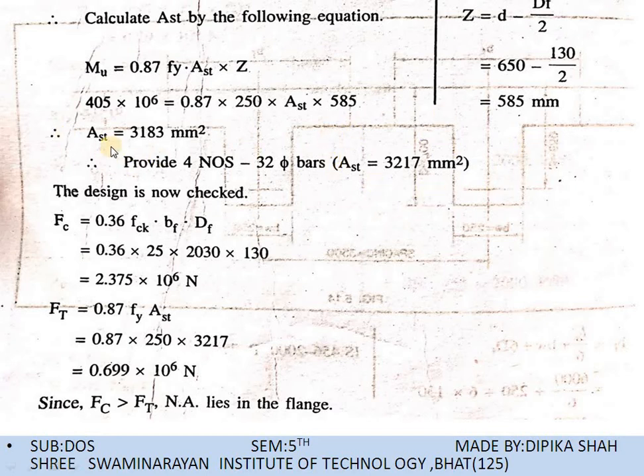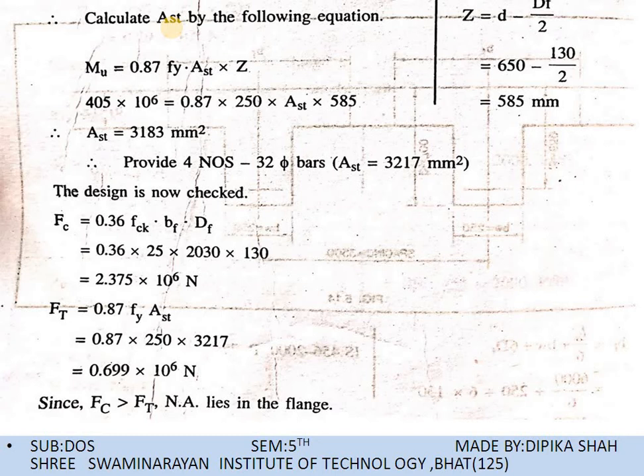Everyone knows how to provide the area of the steel in a T beam, as we have already calculated some examples before in a singly reinforced beam, in a doubly reinforced beam and in the analysis of a T beam. So you all know how to provide bars in a beam. Now we have to check our design, whether the area of the steel we have provided is okay or not.